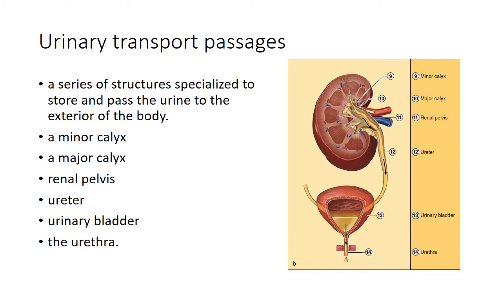All of these passages in general have the same histological structure, except the distal part of the urethra, in that their wall is formed of 3 layers named mucosa, muscularis layer, and adventitia. These three layers can be seen in all the urinary transport passages with some regional differences.